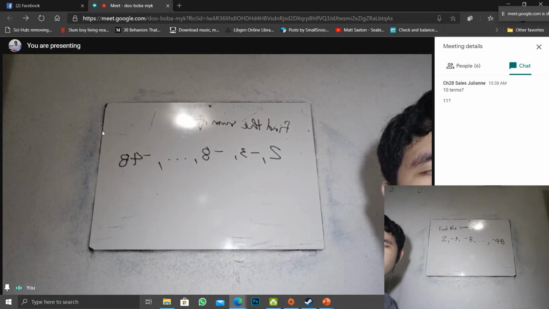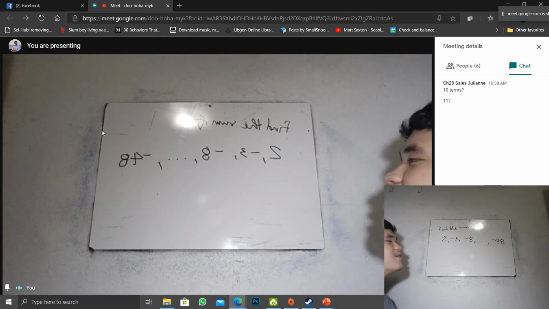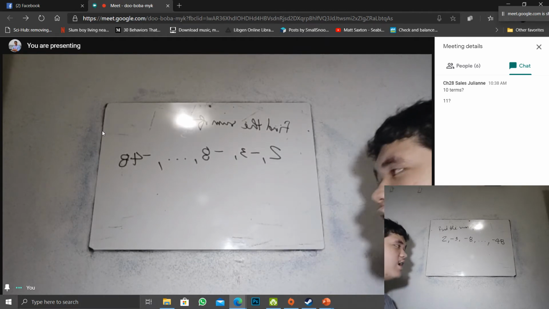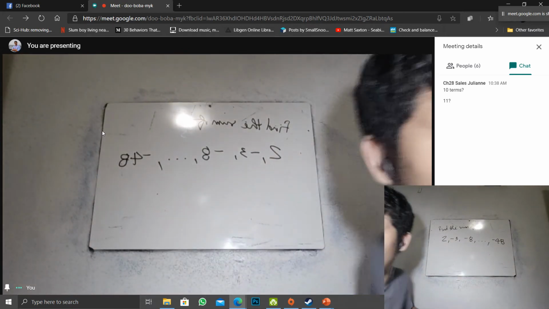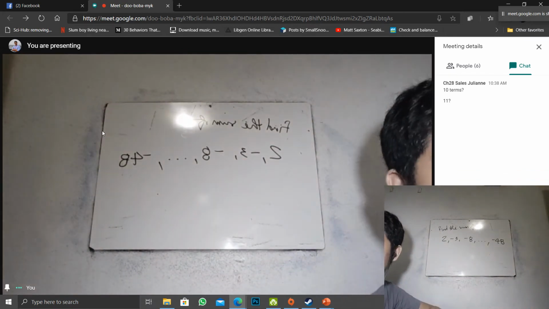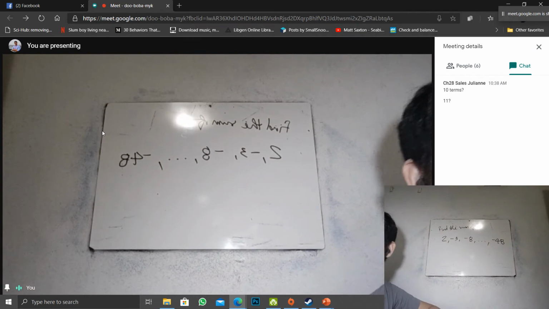Rodri, tingin nyo, ilang terms kaya ito? Yun, 11 dapat. Sige, go. Find the sum of all of this, no? Sige, let's go. Sige, bakit 11? Didiscuss ko lang ng sandali.